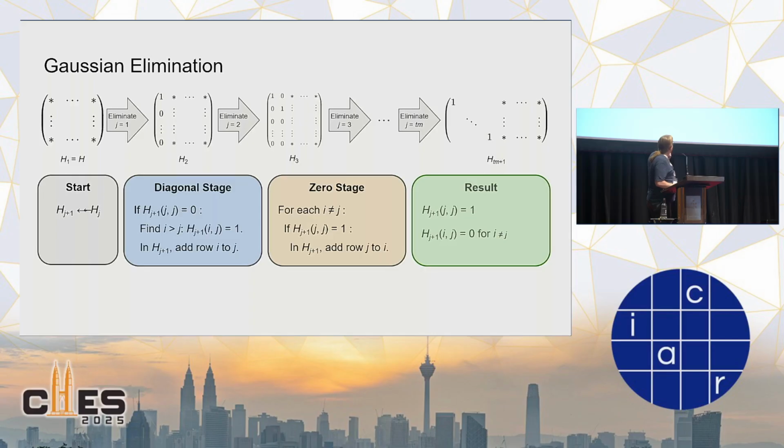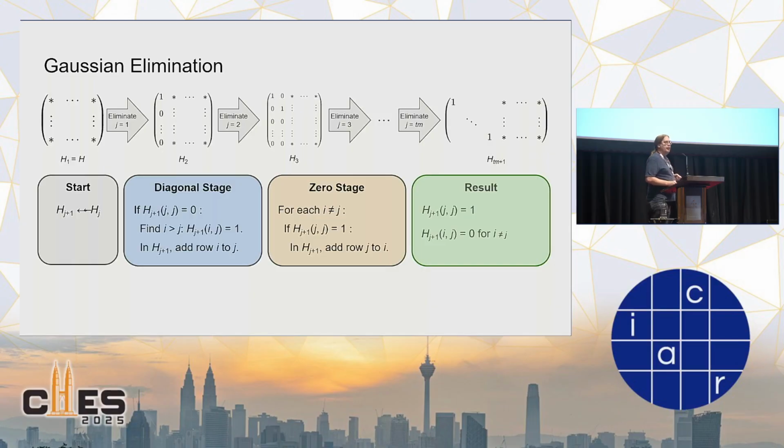So that's simple. And for the zero stage, we do the opposite. We now have a 1 in row J. So we look at every 1 in every other row, and then we add row J to that row, and then we get a 0. I actually hope you remember this from school. So the result will be that the column J will be in the systematic form. Okay? And what's important to see here is there is an if condition here and an if condition here.